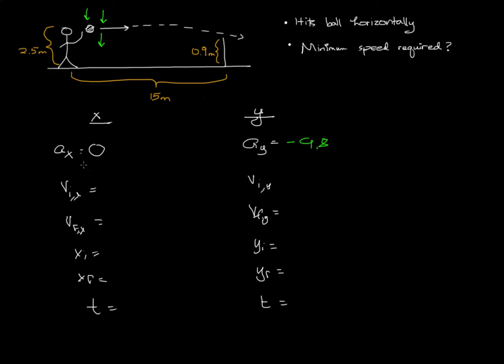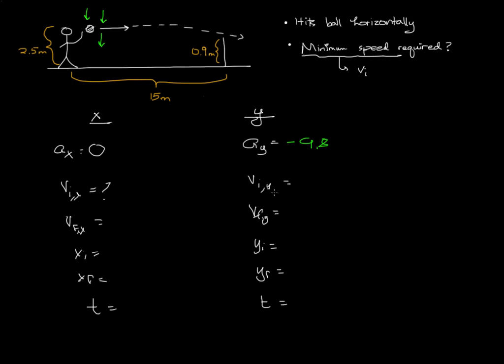Now, what is the initial velocity in the x direction? And that's what we're trying to figure out, right? The minimum speed required to cross this net. So this is asking, what is that minimum speed you have to give it initially? So we're trying to figure out that v initial. So we actually don't know this. That's our goal, to figure this out.